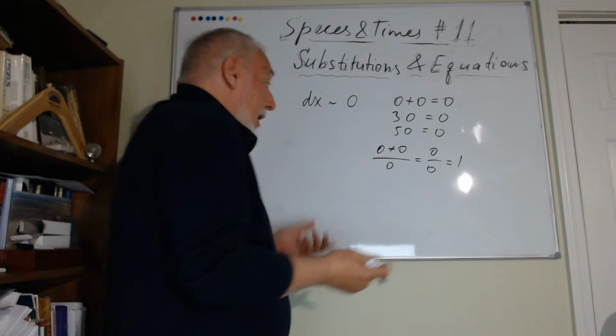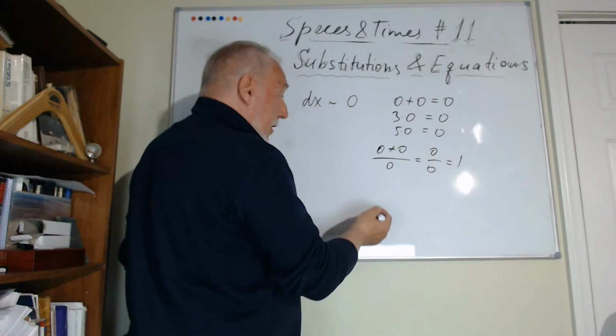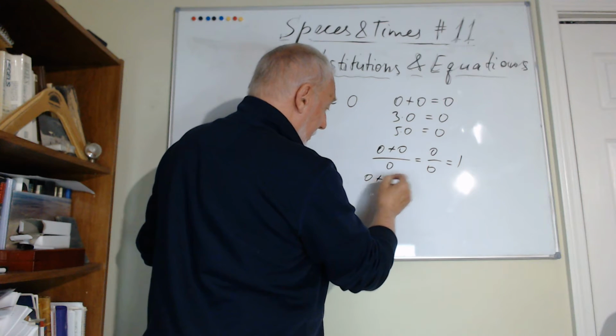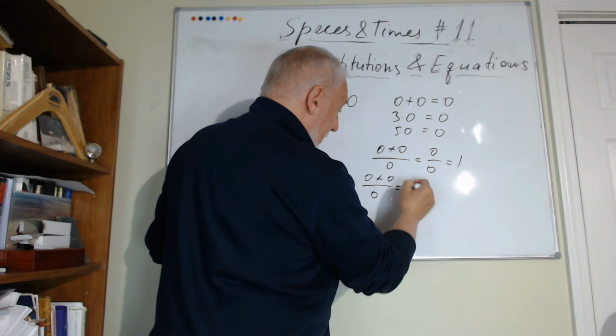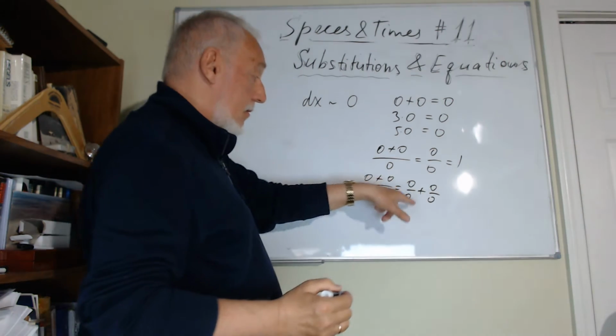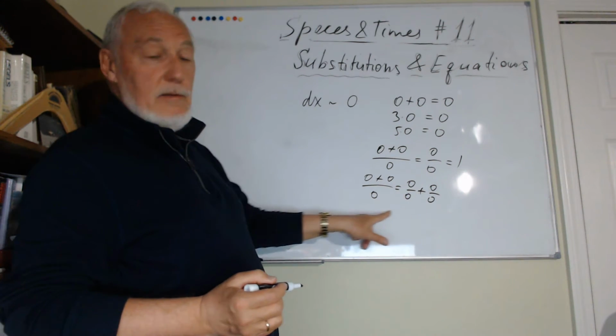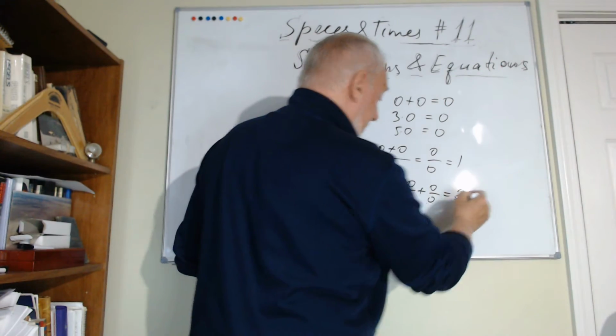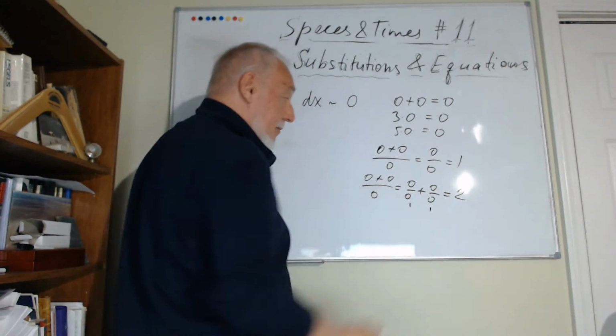Yeah, but if we go another way, 0 plus 0 divided by 0, so what is it? It equals 0 divided by 0 plus 0 divided by 0. You understand that, right? The fractions. So here's 1 and here's 1. So it is 2.